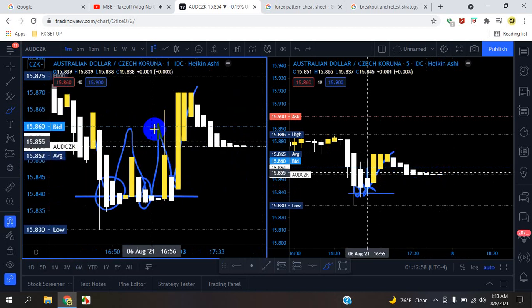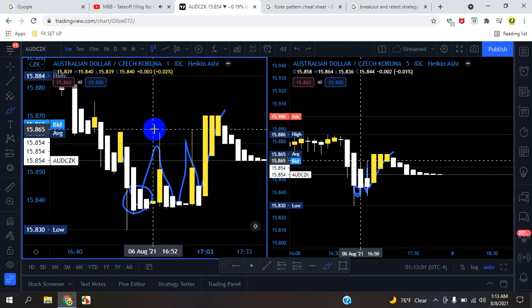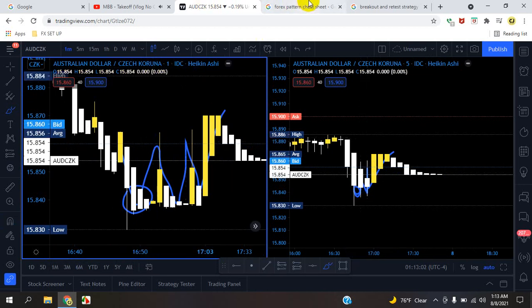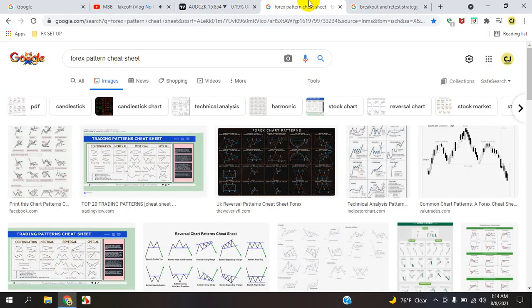Very important information, guys. Head over to Google. I want you guys to check out Forex Pattern Cheat Sheet. This is very important information. Please study the patterns. You do not have to study the names of the patterns. Just study what the pattern's doing. And these are patterns that we see every single day.